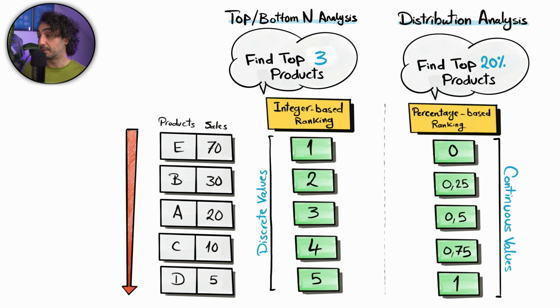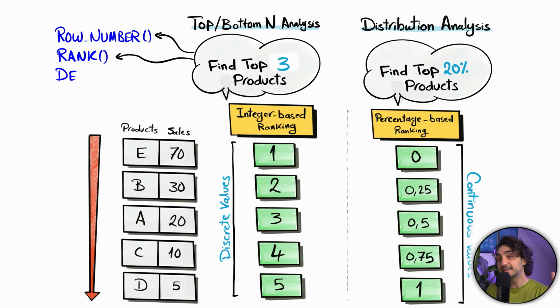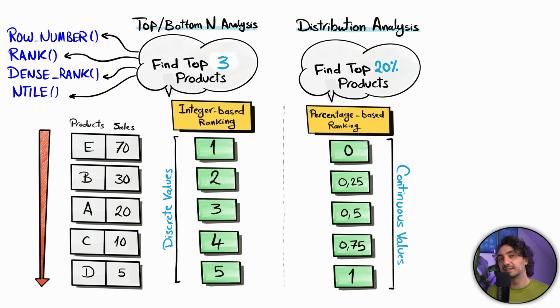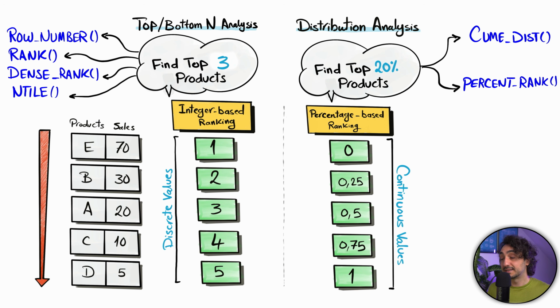So now let's group up our ranking functions based on those 2 methods. For the first group, in the integer-based ranking, we have 4 functions: row number, rank, dense rank, and NTILE. But on the other hand, we have only 2 functions that generate percentage-based ranking. We have the cume_dist and as well the percent rank. So now that was an introduction, an overview of those methods and how we group up those ranking functions.